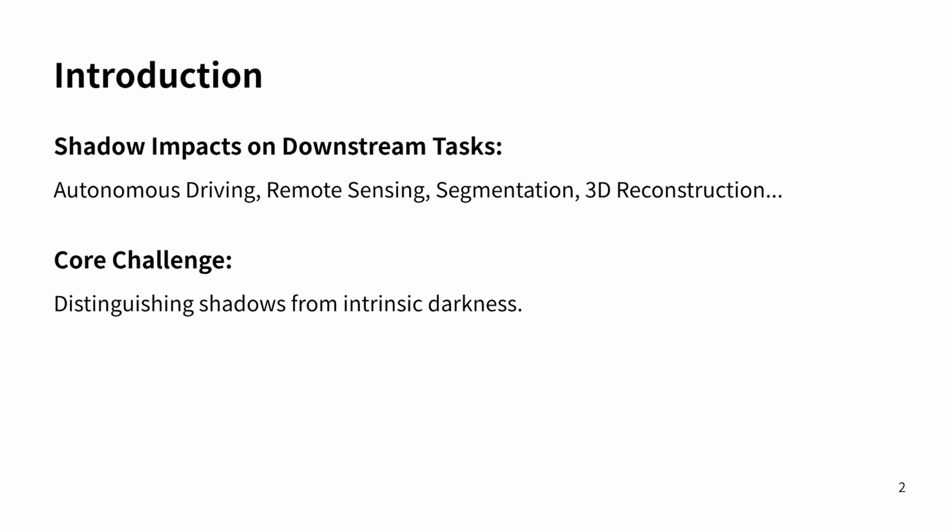Shadows are ubiquitous in real-world images and significantly degrade downstream tasks such as autonomous driving, remote sensing, segmentation, and 3D reconstruction. Since shadow appearance varies with light source direction, intensity, and viewing angle, the same object can look drastically different under different conditions, creating a fundamental ambiguity between shadow-induced darkness and intrinsic material darkness, making reliable visual recognition extremely challenging.